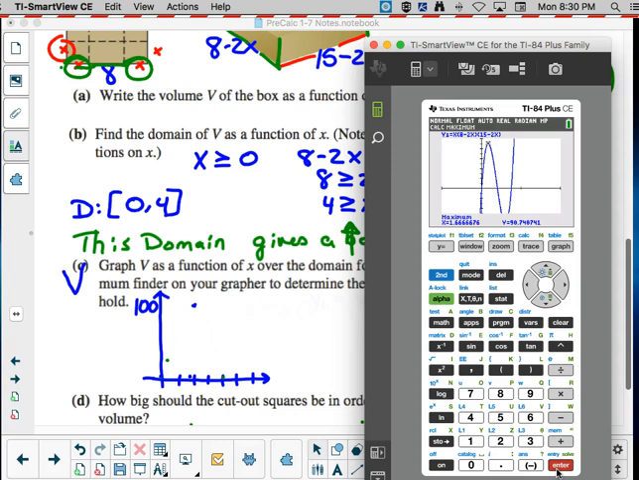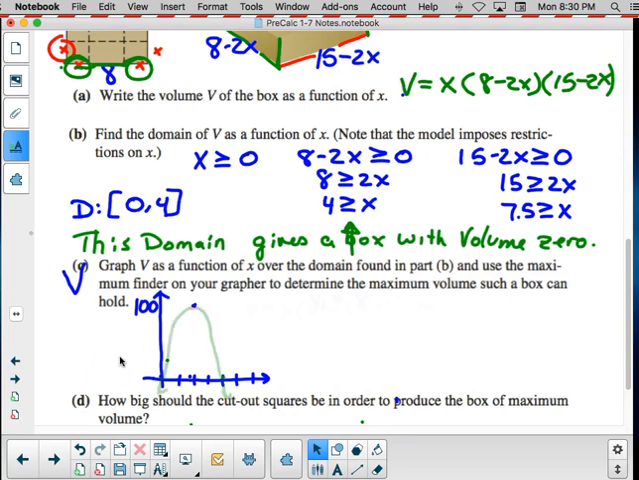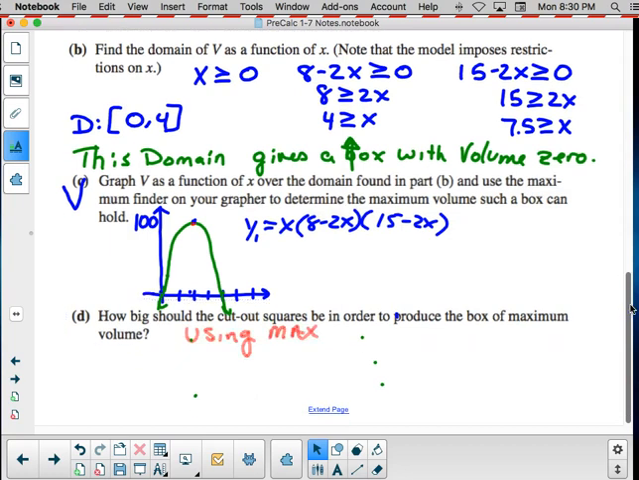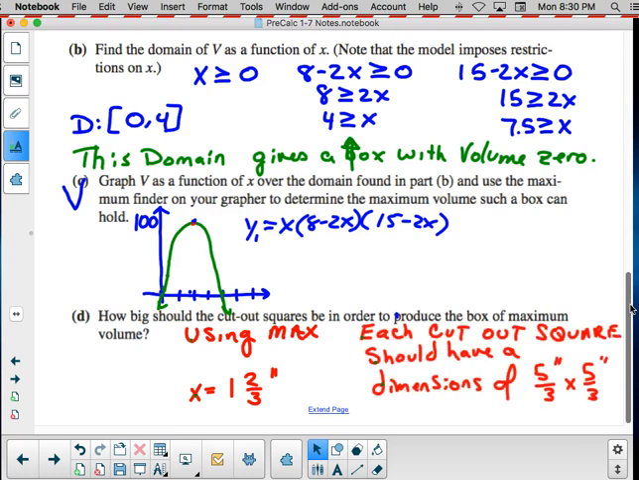volume of this problem is when I cut my squares out that are 1 2/3 inches by 1 2/3 inches. Okay, and my volume would be 90.74. So my x will be 1 2/3, and my volume will be coming up there. So I'm looking at this, and remember, I've got a maximum. I've checked this out, okay, and I've put that on my grapher. And how big should the squares be, using my max, I've got 1 2/3. So each cutout square should have a dimension of 5/3 by 5/3.